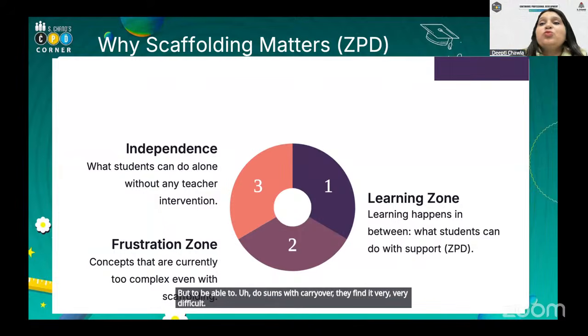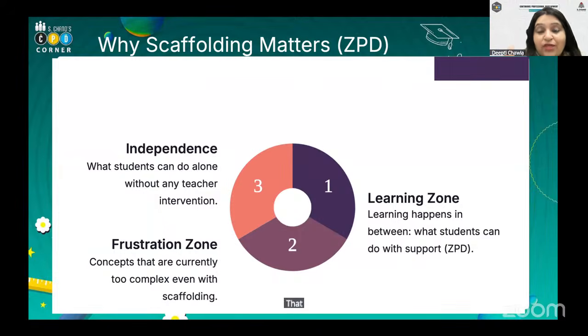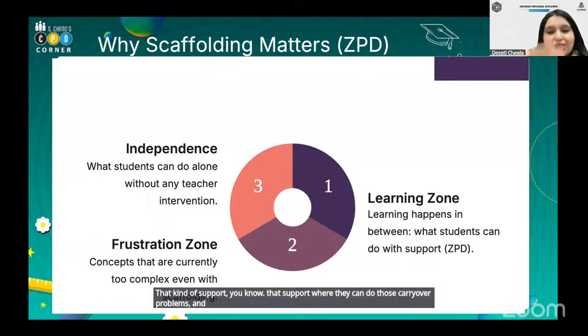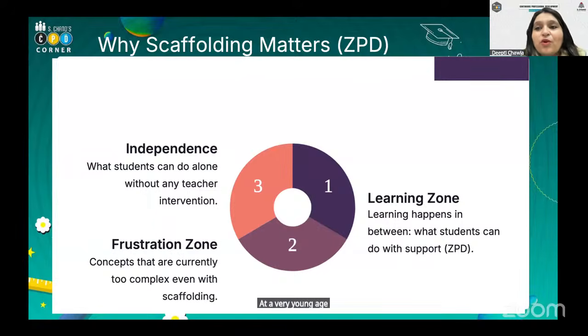So how do you provide that kind of support, that support where they can do those carryover problems and subtraction borrow problems at a very young age? It is through support. Now that support need not necessarily be you telling them that you have to borrow, but it comes with blocks, it comes with a lot of other support mechanisms.